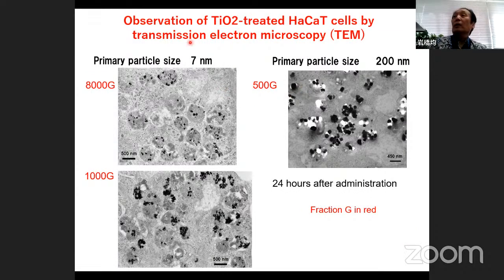This is titanium dioxide nanoparticles incorporated into cells. You see primary particle size 7 nanometer and primary particle size 200 nanometer. This is a fine particle. This is a nanoparticle. Both particles are incorporated into cells. Of course, size is different, but anyway, same result. As I checked by electron microscope, we can say nanoparticles are incorporated into the cell by endocytosis.